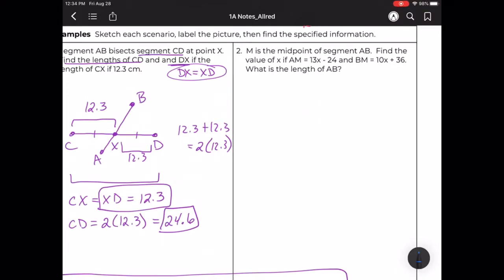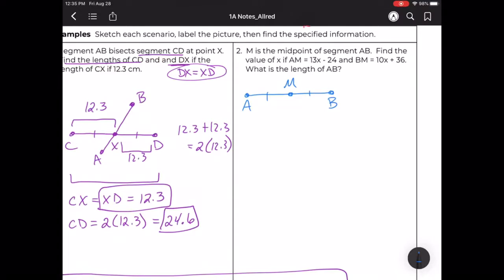If M is the midpoint of segment AB, that tells me what drawing to sketch. So I'm going to draw segment AB and M in the exact middle. It's not just between them, it is in the exact middle. So M is the midpoint. That means AM is congruent to MB. Make sure you're marking the picture as you go. If you don't do this step, it's very hard to come up with an equation.